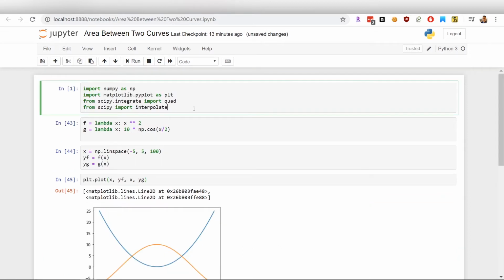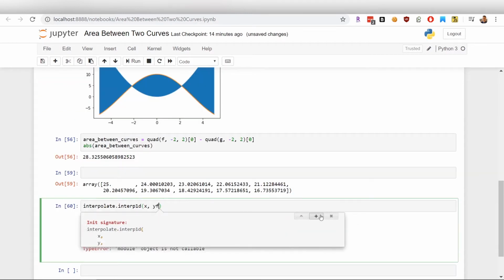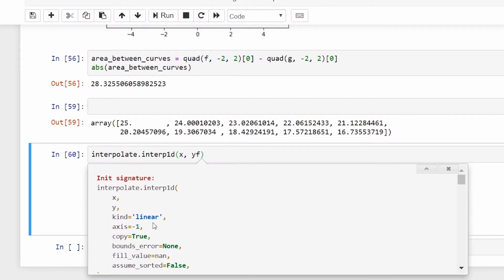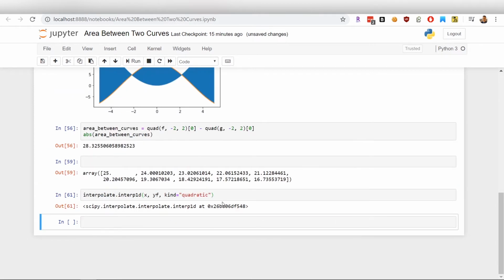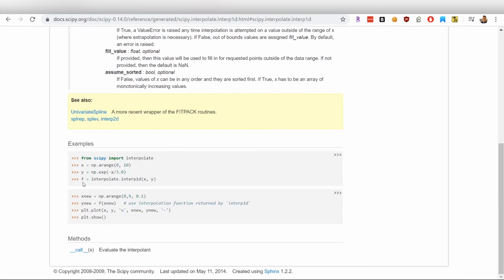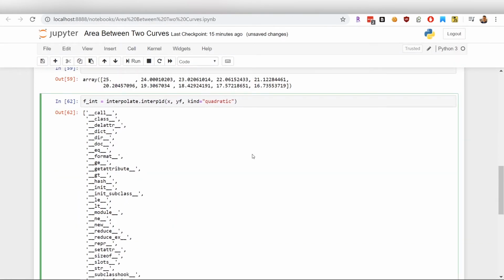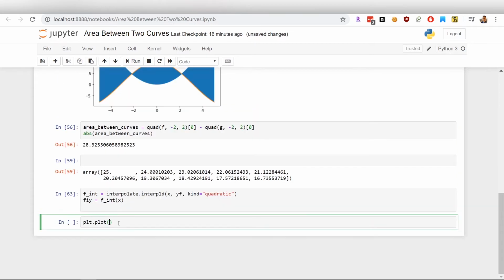Add the line from SciPy import interpolate to the top of the file. For this function, since we're going to be dealing with cosine waves and a quadratic equation, we're going to use interpolate.interp1d. Since we are dealing with sine waves and cosine waves, along with quadratic equations, we're going to specify the kind as quadratic. This method will return a function, which we will plug our x values into to get our new y values.